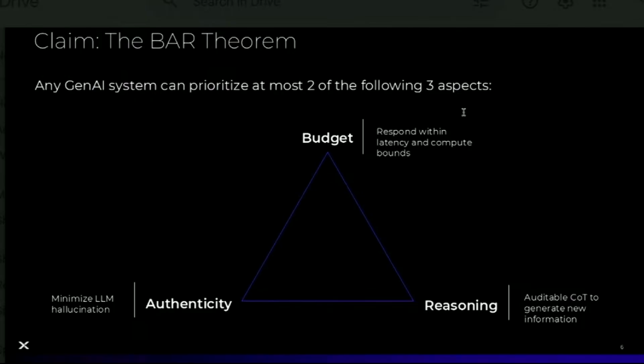The three dimensions are budget. So how does an agent, or even an LLM, respond within a particular latency and with a particular compute budget? So that's your budget. And authenticity. Let's imagine a compound AI system, a term that was coined here in Berkeley. A compound AI system is retrieving information. How do you know it's not hallucinating? What's the accuracy level? And then reasoning. In reasoning, we are looking for human-like chains of thought that are logical.